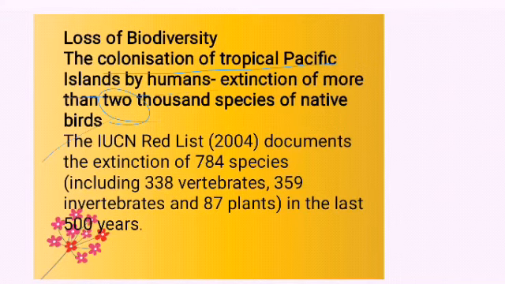According to the IUCN Red List 2004 document, how many species have become extinct? 784 species in the last 500 years have already become extinct. What is it including? 338 vertebrates have become extinct, 359 invertebrates have become extinct, and 87 plants have become extinct in the last 500 years. So the rate is increasing year after year.